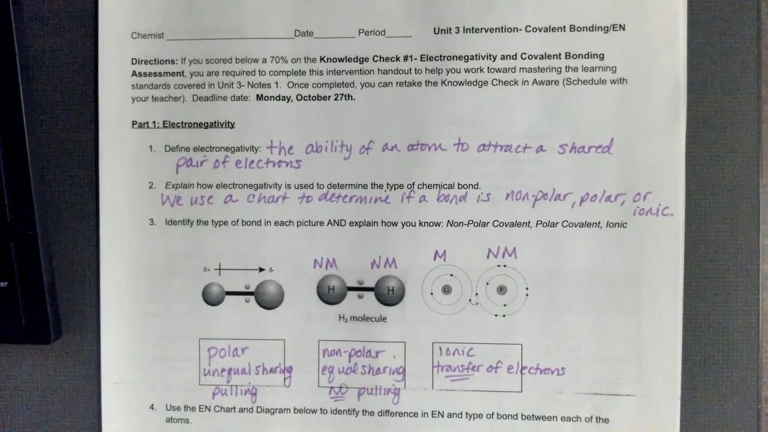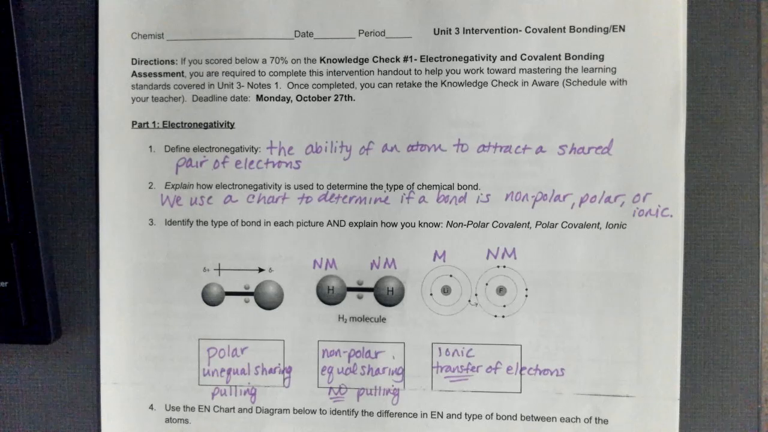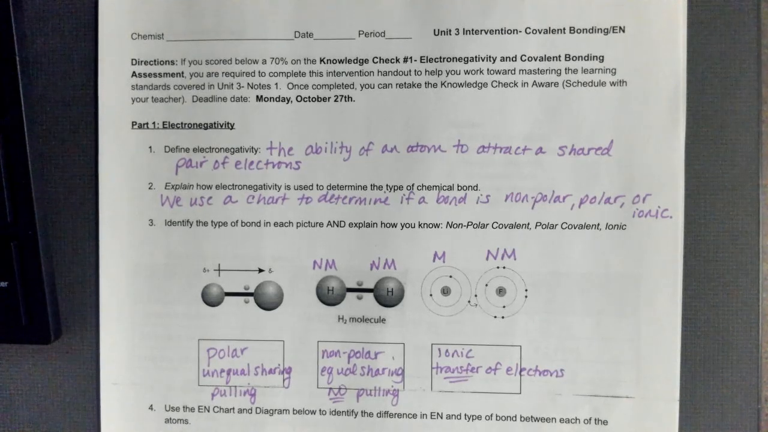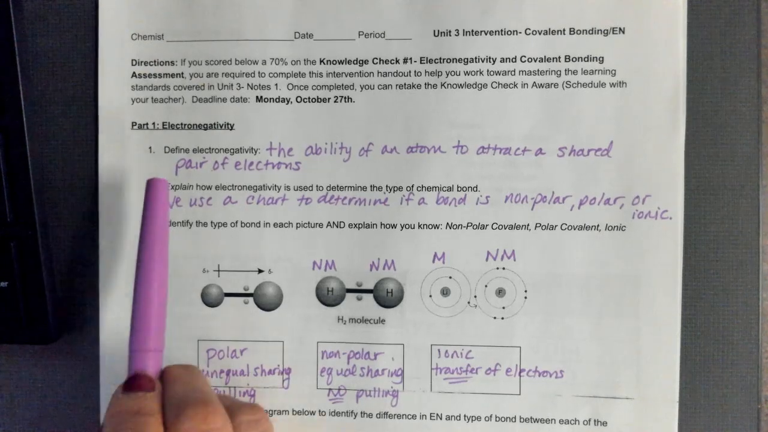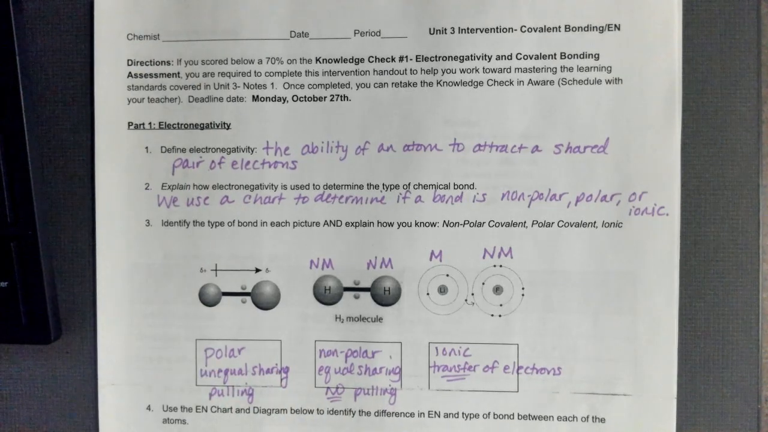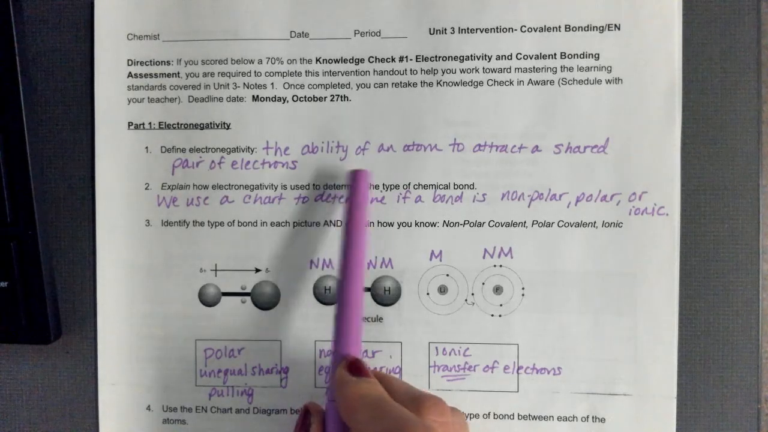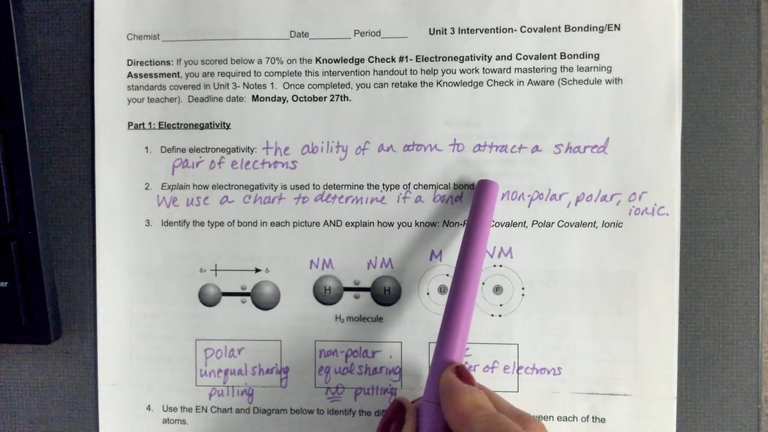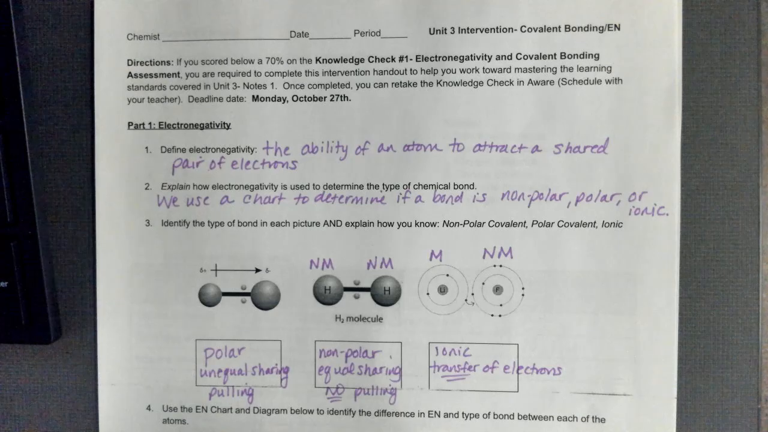All right, we are going to go over this intervention handout for covalent bonding and electronegativity. So you will want to have your periodic tables and also your prefixes for your covalent naming and writing. Okay, so for the first part, we're looking at electronegativity, which is the ability of an atom to attract a shared pair of electrons.